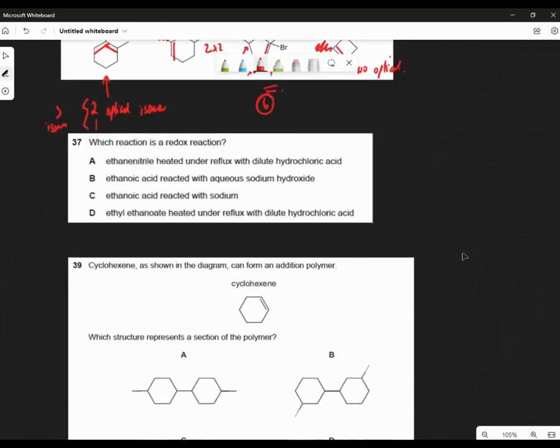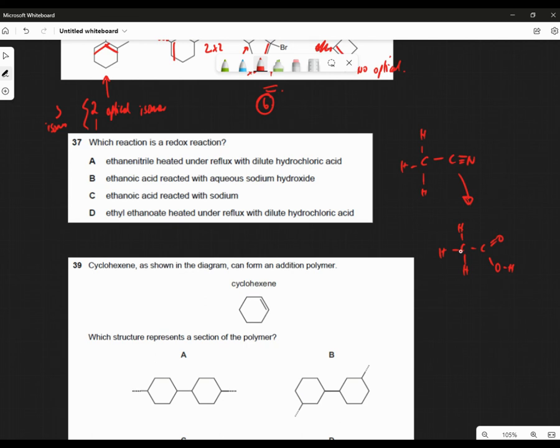Which reaction is a redox reaction? Ethane nitrile heated under reflux with dilute HCl. Ethane nitrile is this. There it is. Okay, and if you heat it under reflux with dilute hydrochloric acid, you'll get the carboxylic acid, won't you? Yeah. Okay.